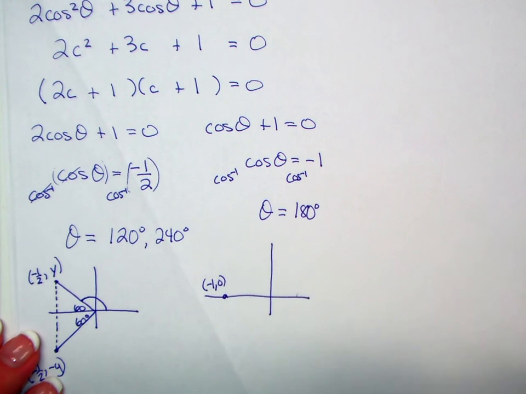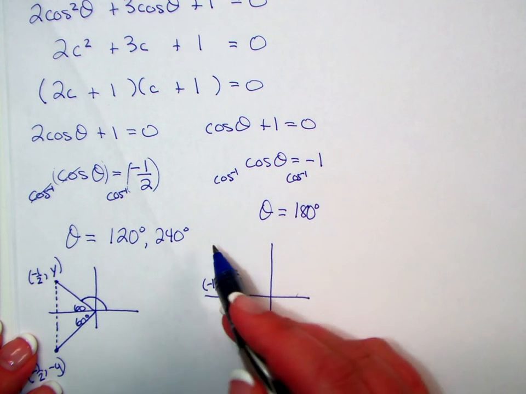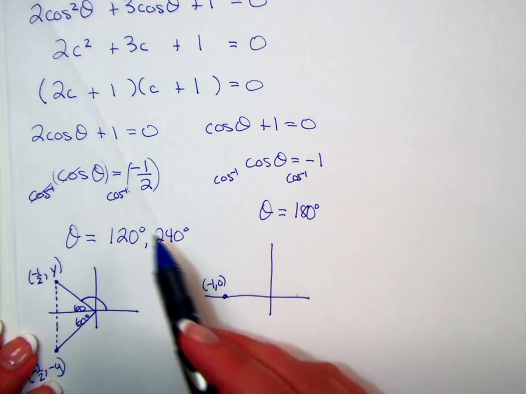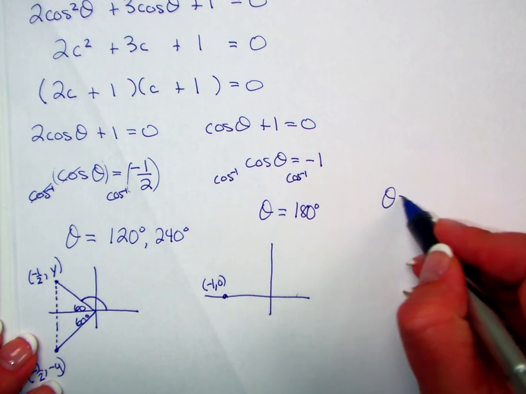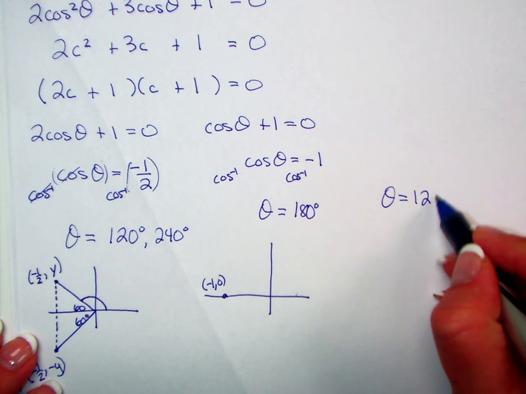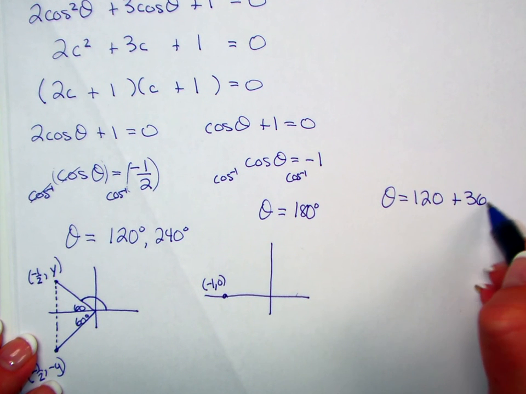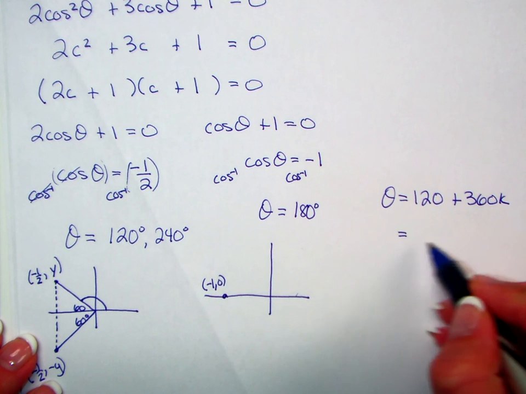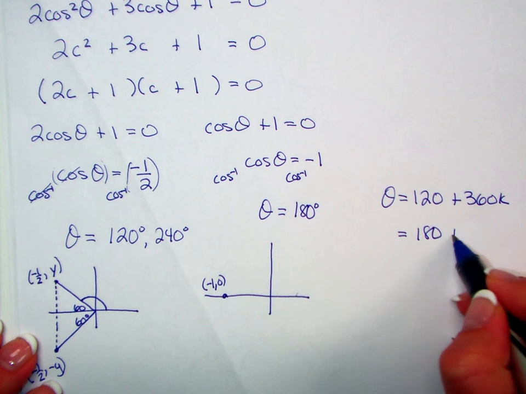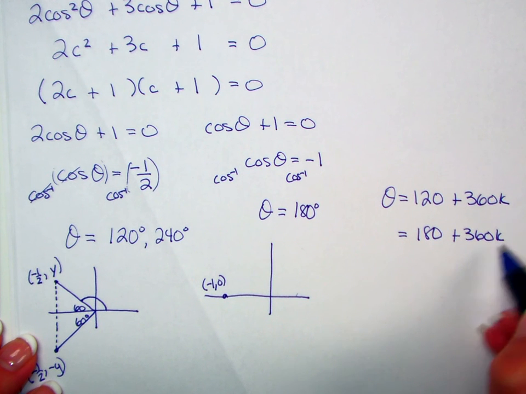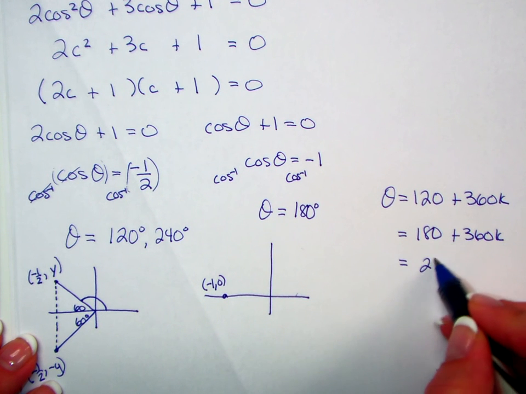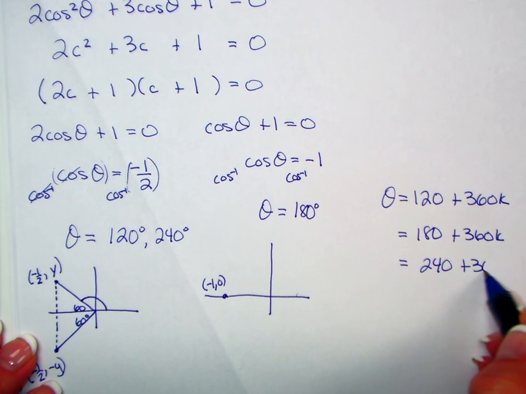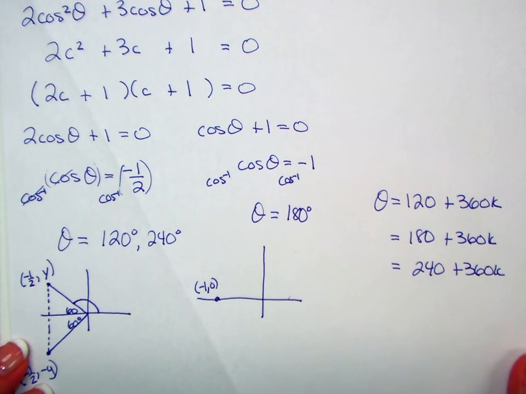So to get to our general formula, I'm just going to take all three of these and add 360k to them. So I'm going to get theta equals 120 plus 360k, 180 plus 360k, and then finally 240 plus 360k. All right, for our general formula.